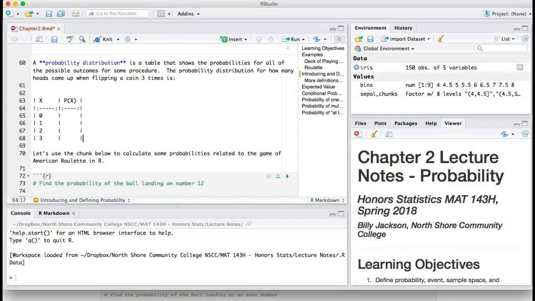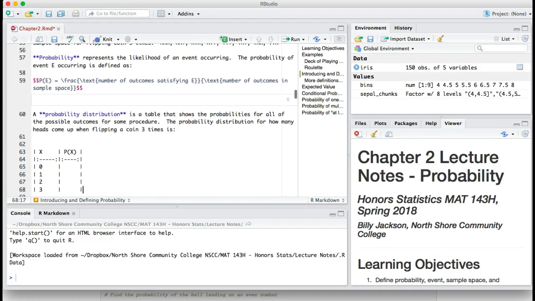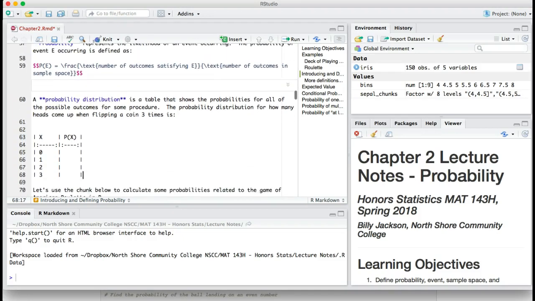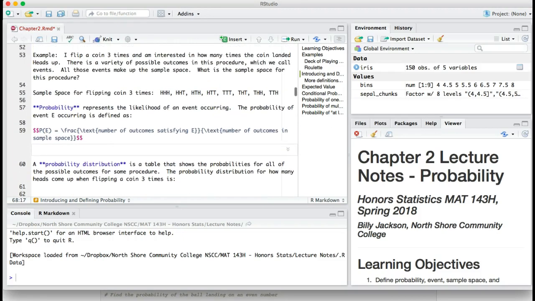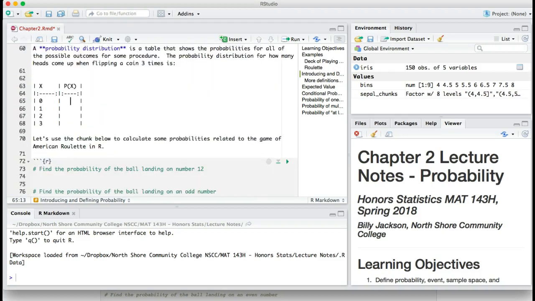So let's fill this in with the probabilities. What is the probability of getting 0 heads? Well, how many events in our sample space had 0 heads in them? As you can see, just 1. So there was 1 event that had 0 heads out of a total of 8 possible outcomes, so the probability is 1 out of 8.